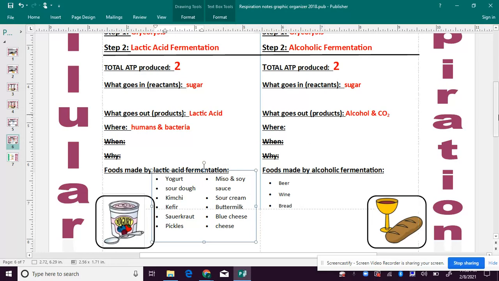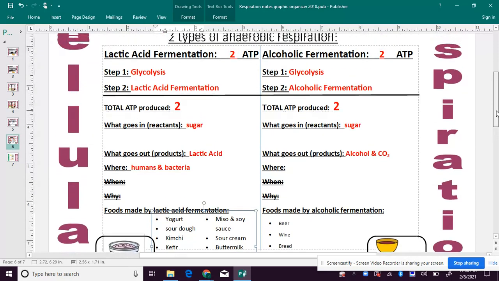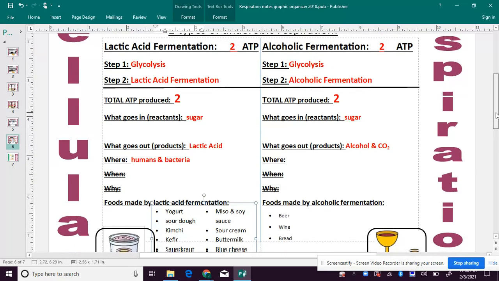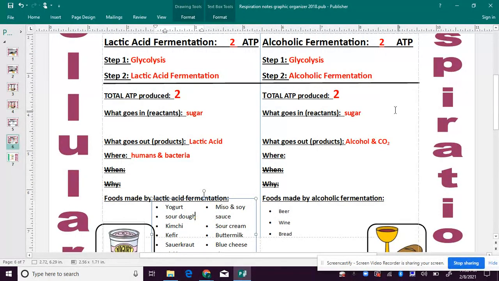All right, the next thing we're going to talk about is alcoholic fermentation. So alcoholic fermentation has two steps. Again, glycolysis part 1 that breaks the sugar in half and produces 2 ATP. And then when oxygen is not present, alcoholic fermentation will take over.